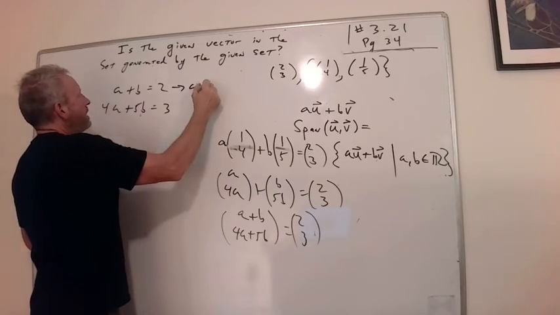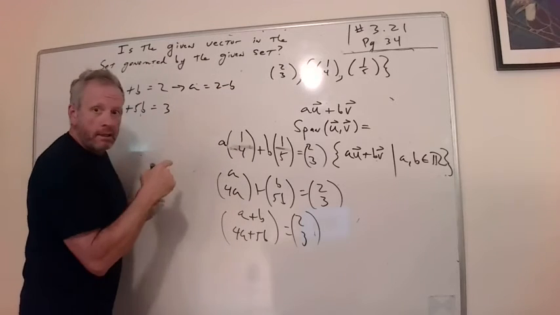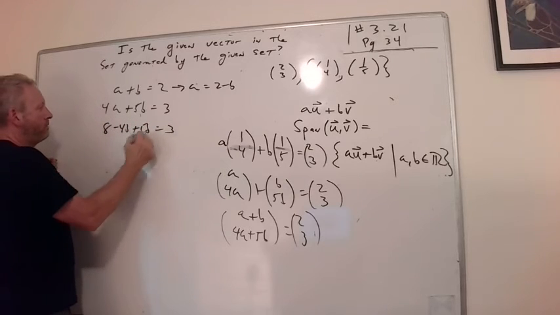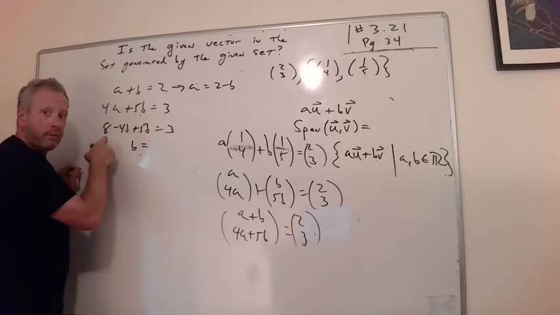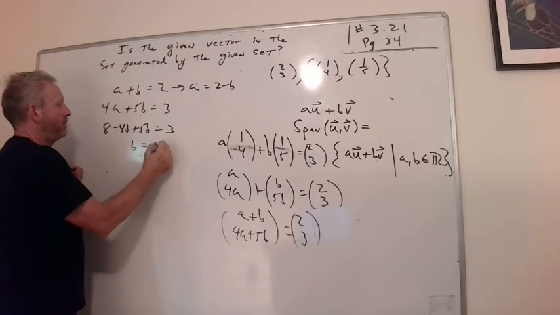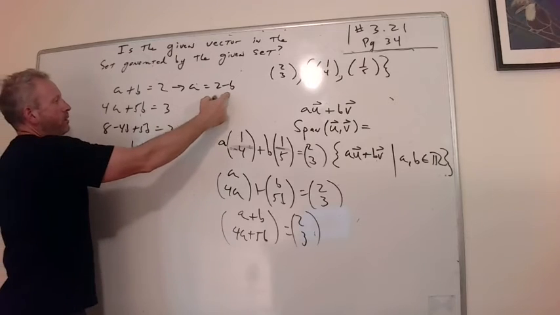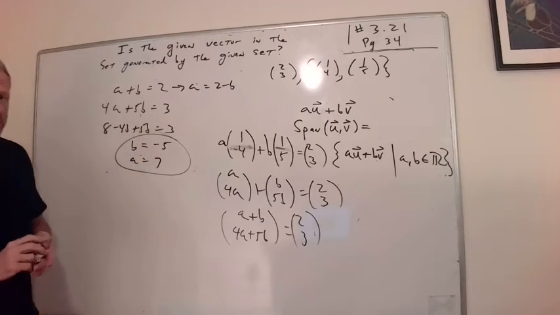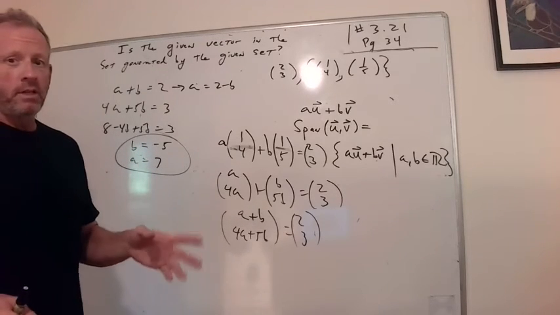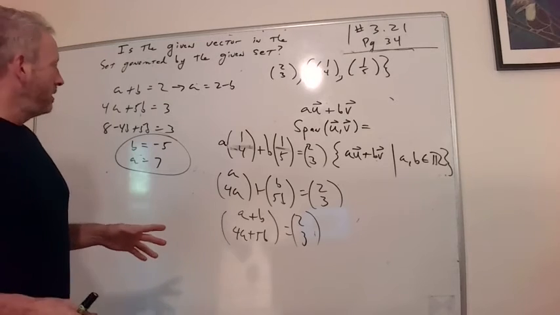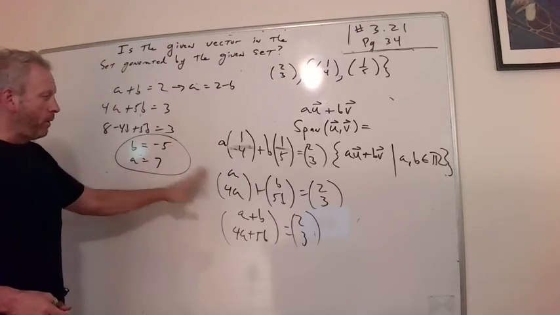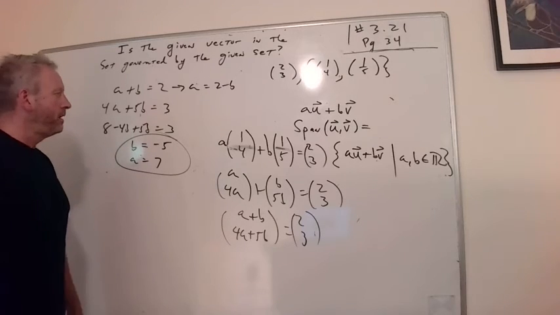So right here, we'll get a equals 2 minus b. Let's put that in for a right there. So 4 times that would be 8 minus 4b plus 5b equals 3. So b equals, we'll subtract 8 from both sides and get negative 5. So b equals negative 5. Put negative 5 in there, and a equals 7. Now, the question didn't ask us for a yes or no, but the answer is yes. Why is it yes? Because we were able to solve this system and we gave the solution. If you want to, you could throw it back in there, but there's no reason to do that.